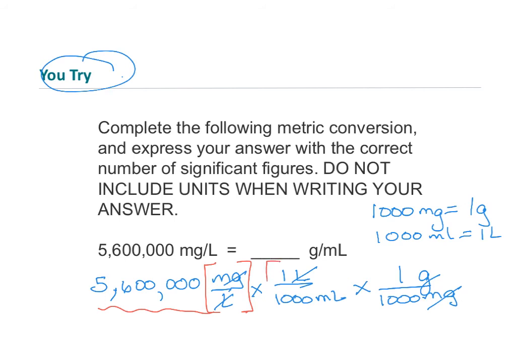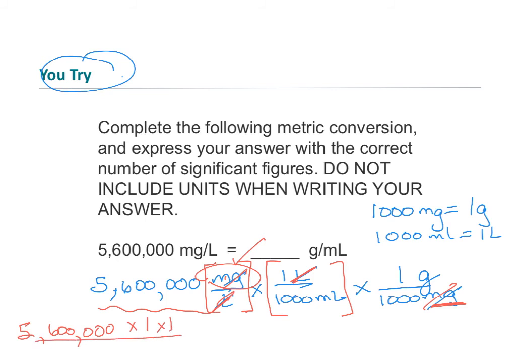I converted the liters first, but you can do it in any order you want. So I know that units that I want to cancel have to be on the diagonal. And then I converted the milligrams. So milligrams is on top here, so I wanted it on the bottom on the diagonal so that it cancels. And so what is the final calculation? It's 5,600,000 times 1, divided by 1,000.